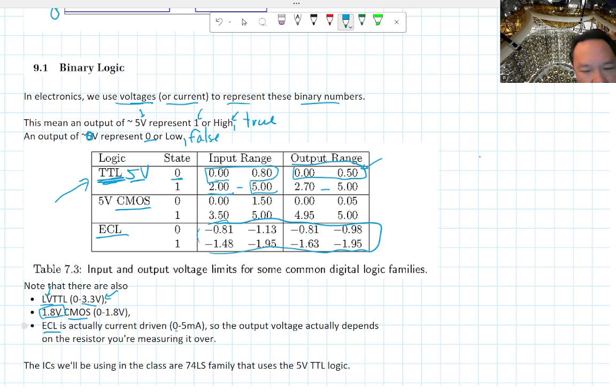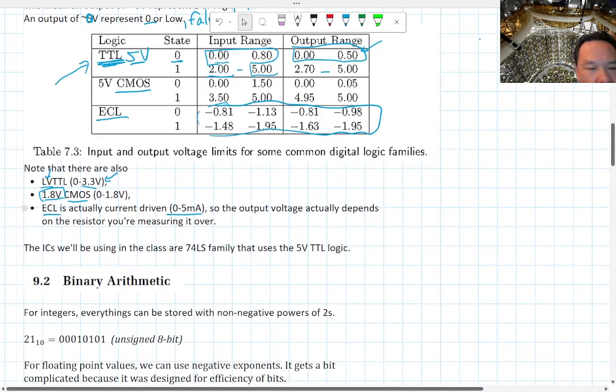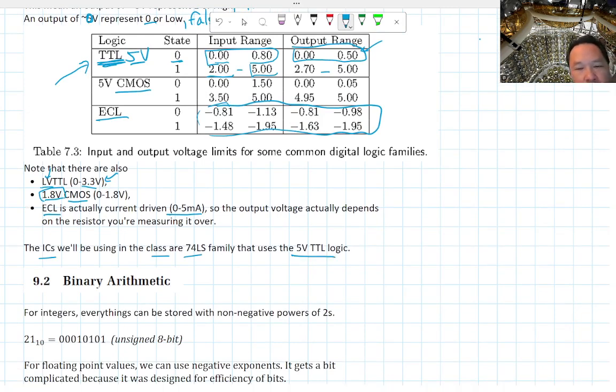And ECL, as I mentioned, has false and true states that are actually 0 and 5 milliamps of current. So it's current driven. The state is set by current, not voltage, and the voltage changes depending on what resistor you put at the end of it when you measure it. The ICs we've been using in this class in your lab are the 74LS, which is actually a 5-volt TTL.